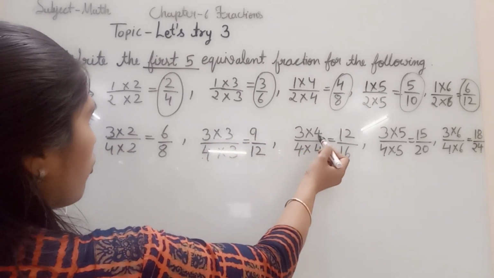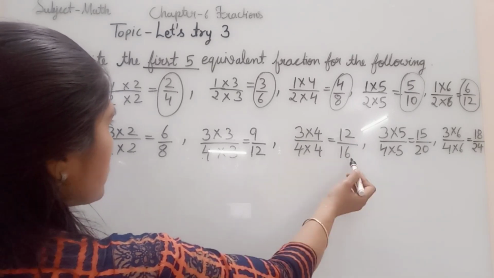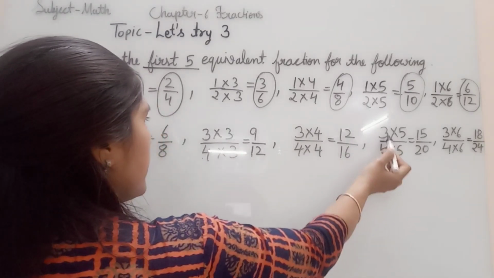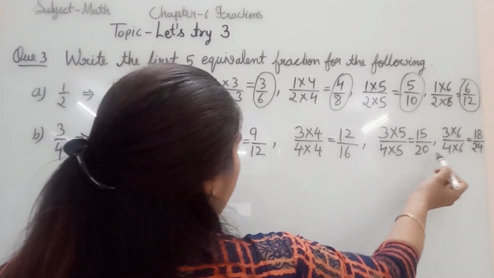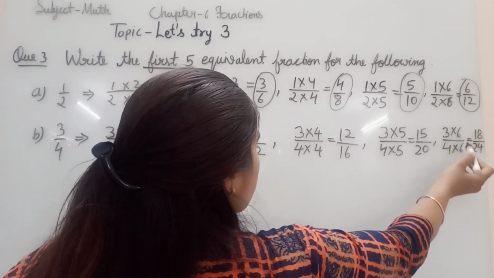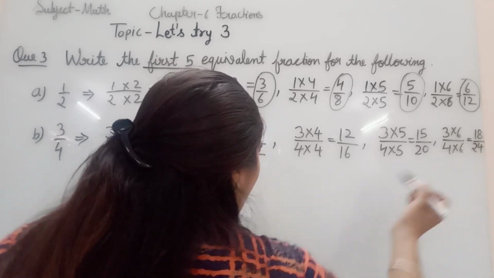Now 4 by 4: 4 3s are 12, 4 4s are 16. Now I am multiplying 3 by 4 with 5: 5 3s are 15, 5 4s are 20. Now I am multiplying with 6: 6 3s are 18, 6 4s are 24.